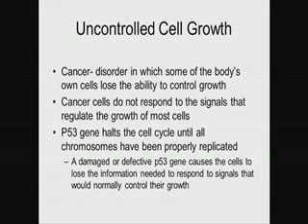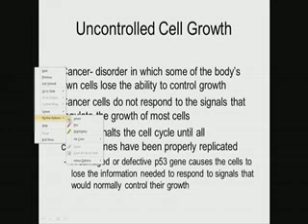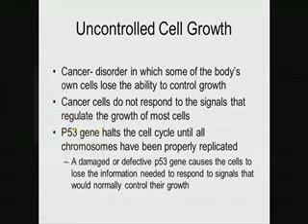And there is also a gene. The name of this gene is the P53 gene. This gene halts the cell cycle until all chromosomes have properly replicated. But if this gene is damaged or becomes defective, then the cells can transform into what type of cell? The cancerous cell.